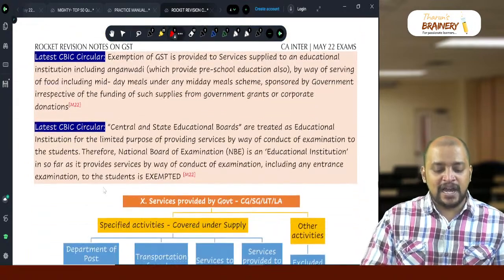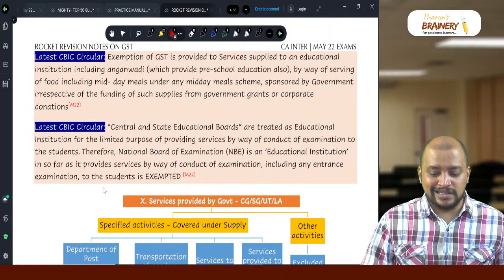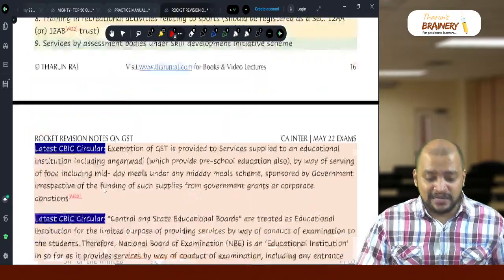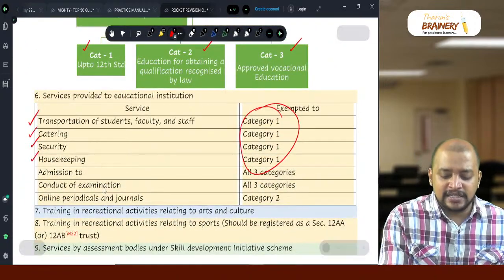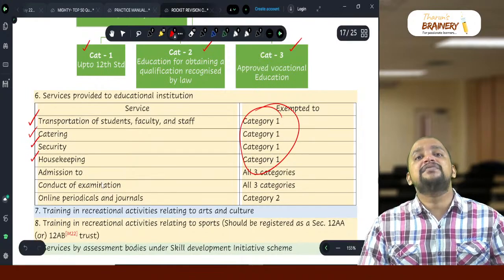Then next we have exemption. Some circulars are there in this regard. Catering service provided to category 1 institution is exempted, correct? Catering service provided to category 1 is exempted. So now in that, will Anganwadi schools come under category 1? Yes.